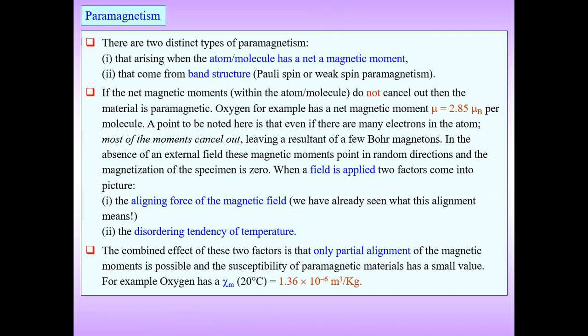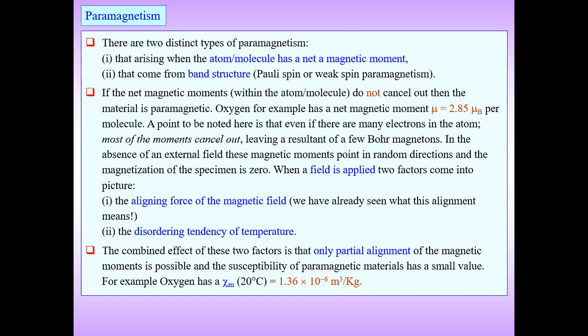Now see here, paramagnetism. There are two distinct types of paramagnetism. The first one arises when the atom or molecule has a net magnetic moment, and the second one comes from the band structure, Pauli spin or weak spin paramagnetism. But here we are just discussing the simple things.